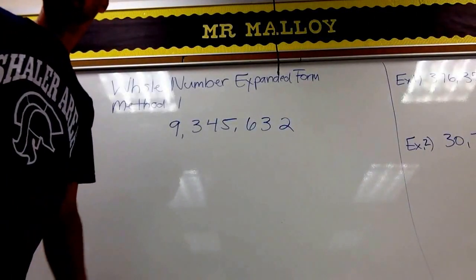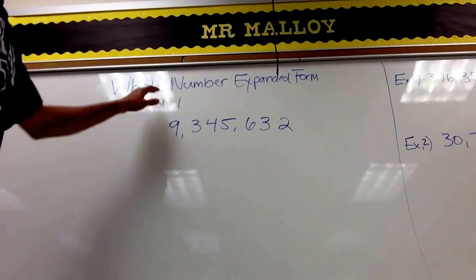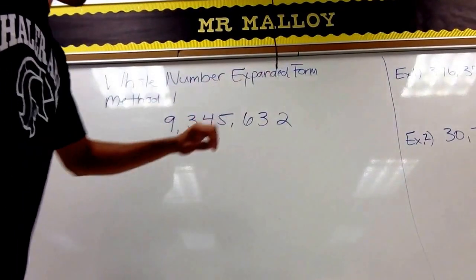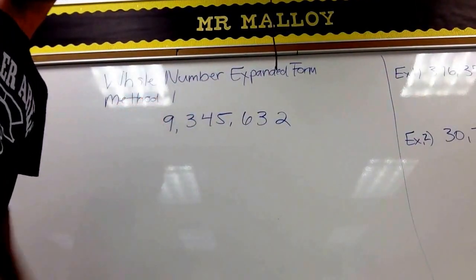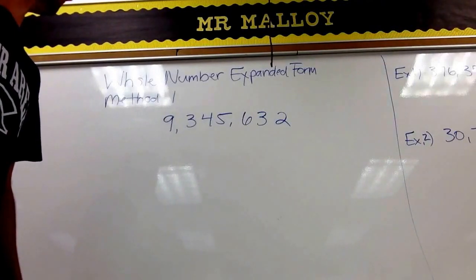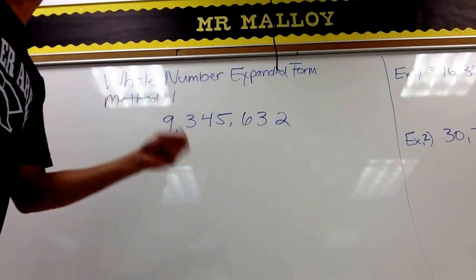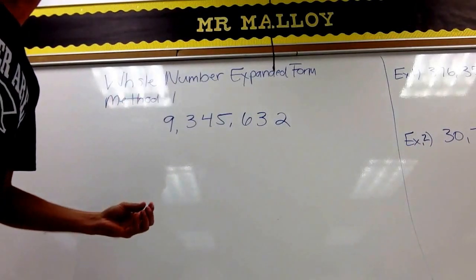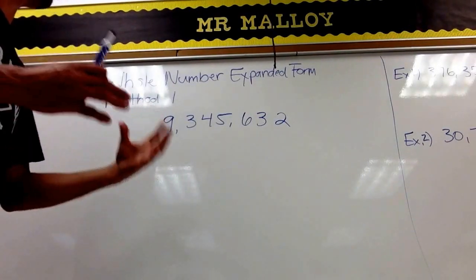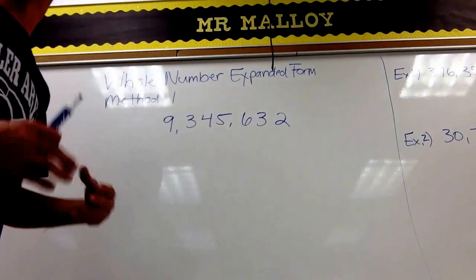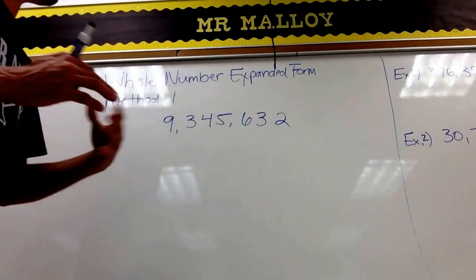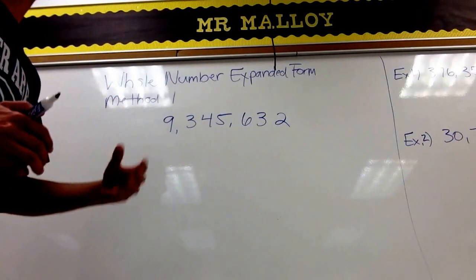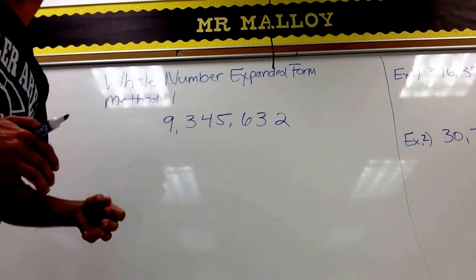Okay, for this video, we're going to learn about whole number expanded form, and I'm going to show you the first method that we can do this. Okay, we write numbers in expanded form to represent the place values. We do this in 5th grade, so I know that you know the values of the place values.